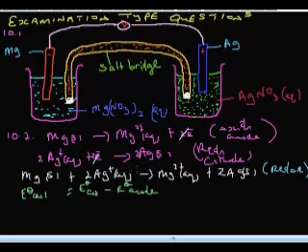The electrode potential of our cathode, as we can see, is this one for silver. If we look at our electrode potentials, that one for silver is going to give us plus 0.80 volts, minus the electrode potential of our anode, that one for magnesium to magnesium 2 plus, which is minus 2.37 volts, if we look closely.